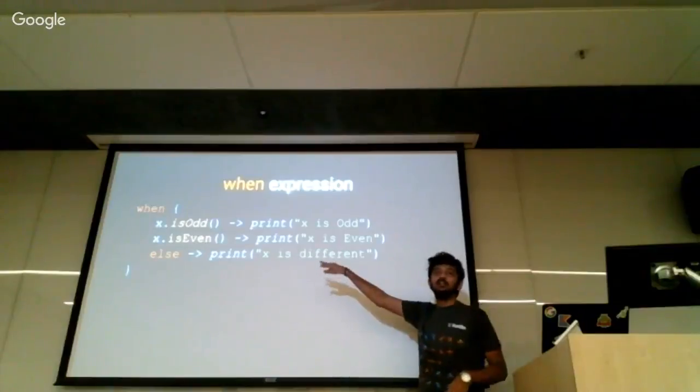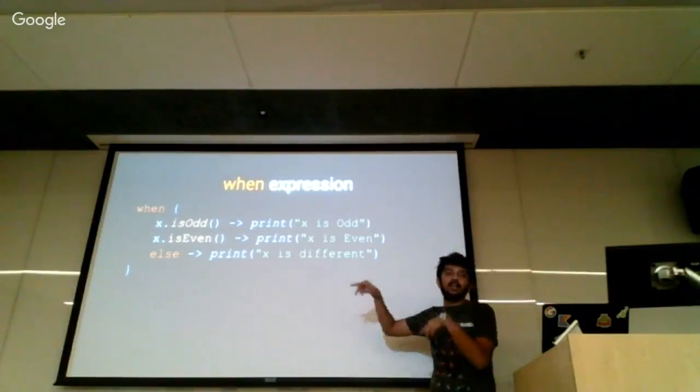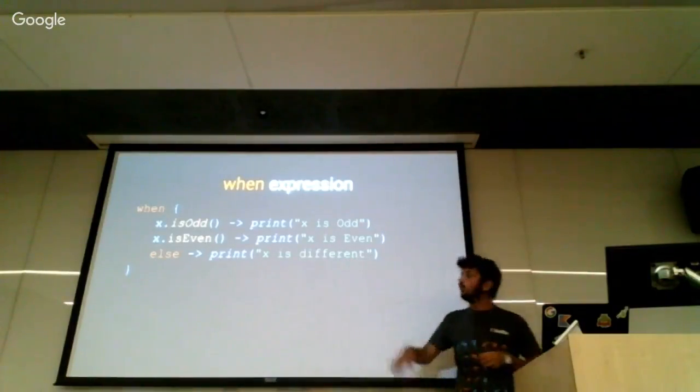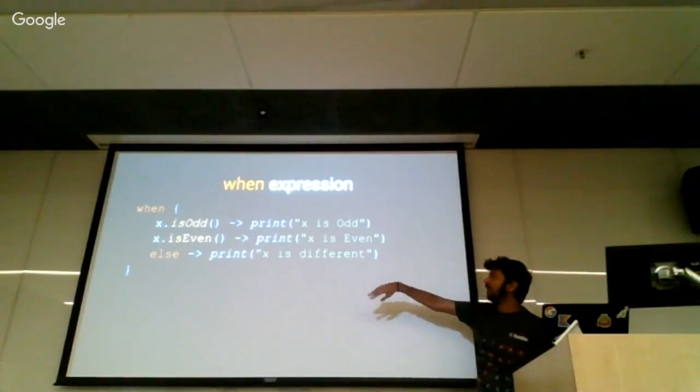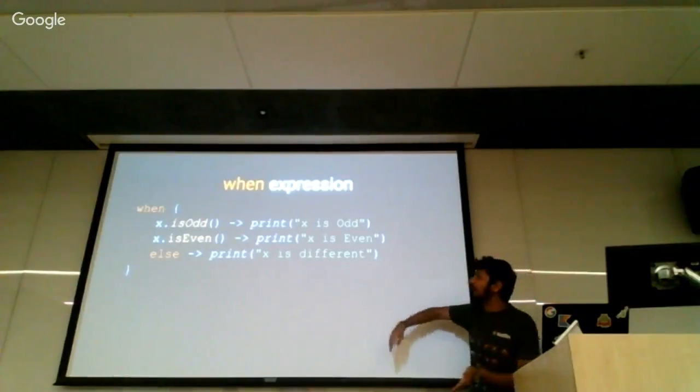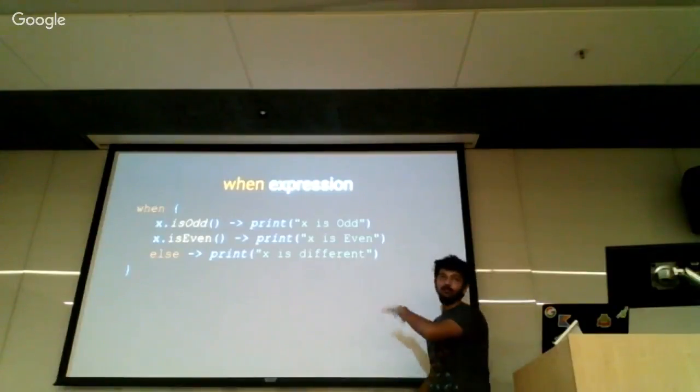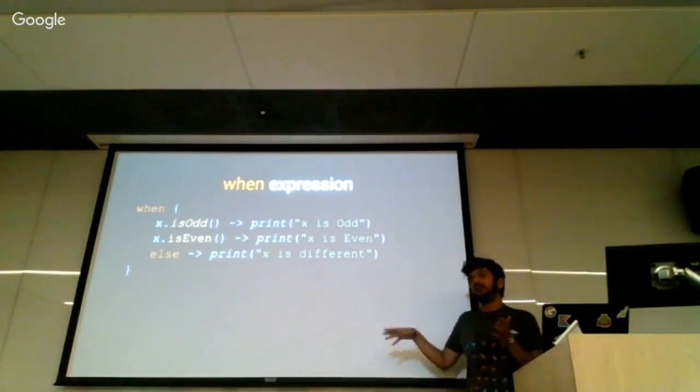Also notice that I haven't passed any variable, like when and then bracket x, which we do in switch case, right? So this is the normal when: x is odd, print x is odd, and if x is even, let's print that, and we can handle the else case. Else case is optional; it's like default.